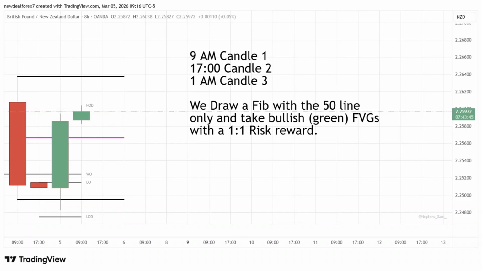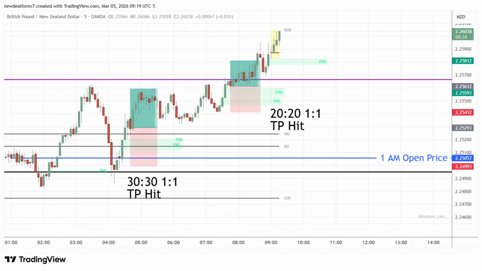Okay, so since this is pound New Zealand, I would do either a 20-20 or a 30-30 as far as 1-to-1 goes. And you can mix and match as well. So here's the trades. I actually took this trade too this morning. I woke up to a profit. I was very happy. But yeah, this happened just today. So, excuse me, here's a gap right here. And the beautiful thing, the entries don't have to be perfect. They just have to be profitable.